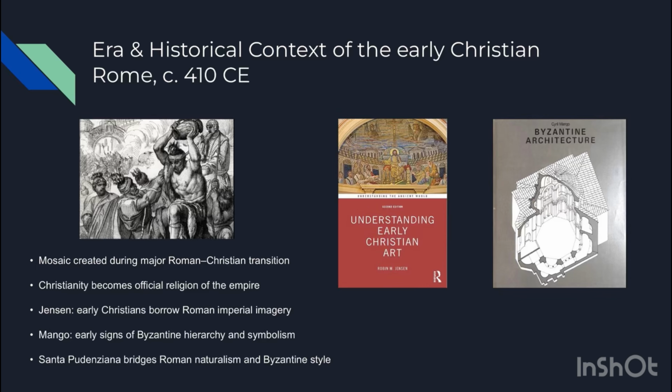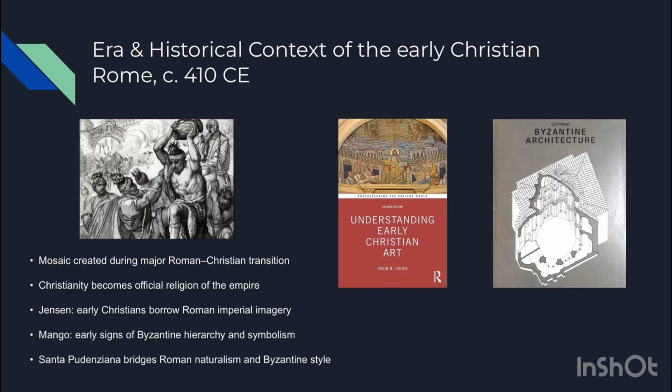Diving into some historical context, the Santa Pudenziana mosaic was created around 410 CE, during a moment of major transition in the Roman Empire. Christianity had recently become the official state religion, and artists were experimenting with new ways to visualize Christ's authority. Robin Jensen, in Understanding Early Christian Art, explains that early Christians relied on familiar Roman visual traditions to communicate new theological ideas, especially the idea of Christ as a divine ruler and teacher.